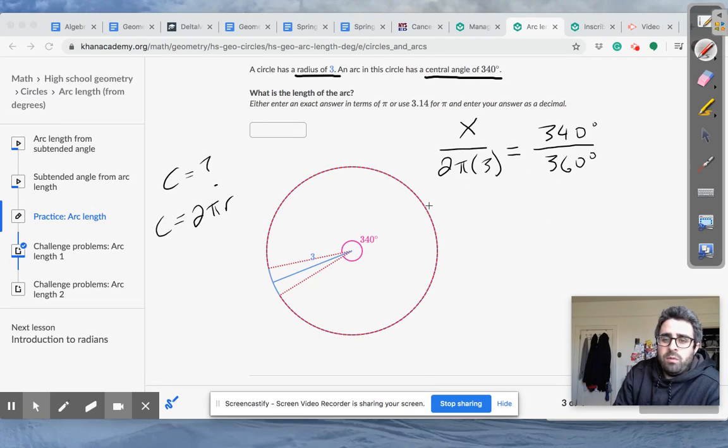So that's one way you can always remember what goes here. Again, we're going to cross multiply. So 360 times x is 360x. And here we'll have 340 times 2 times pi times 3. So in this case, they said to use 3.14 as pi. So let's replace this with 3.14.